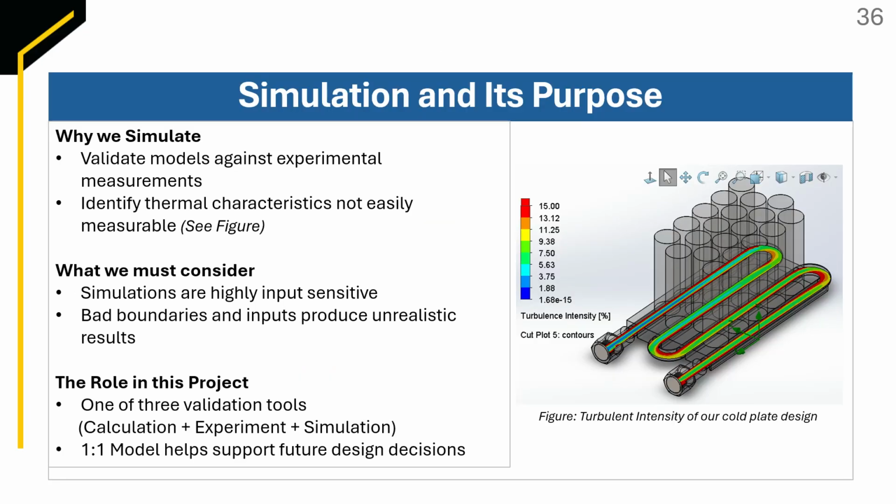As previously mentioned, there are various ways to validate models. First, there is calculation validation, followed by experiments, and lastly and most recent, simulation. Simulations allow us to validate models against our experimental ones and allow us to identify key characteristics that may not be easily identifiable, such as turbulent intensity inside a cold plate design.